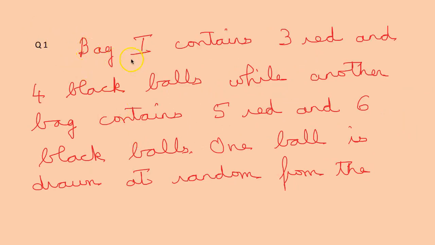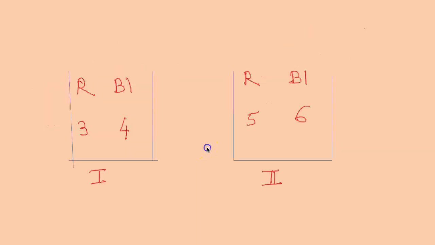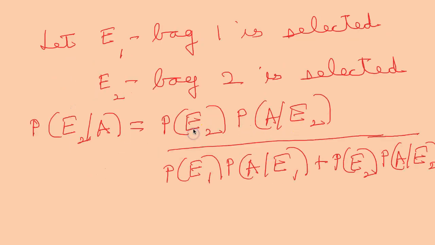Coming to question 1, bag 1 contains 3 red and 4 black balls, while another bag contains 5 red and 6 black balls. One ball is drawn at random from the bag and it is found to be red. Find the probability that it was drawn from bag 2. So the first bag has 3 red and 4 black, second bag has 5 red and 6 black. So let E1 be the event that bag 1 is selected, E2 be the event that bag 2 is selected, and let A be the event that we have a red ball.